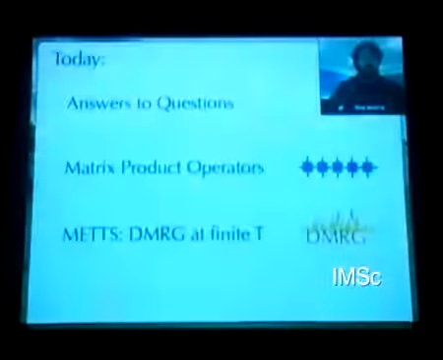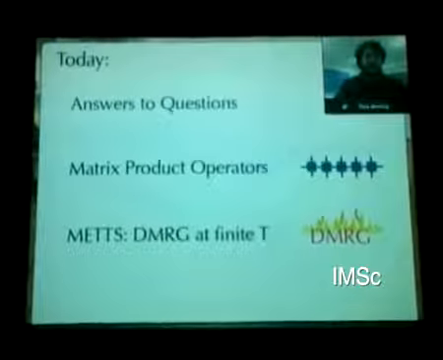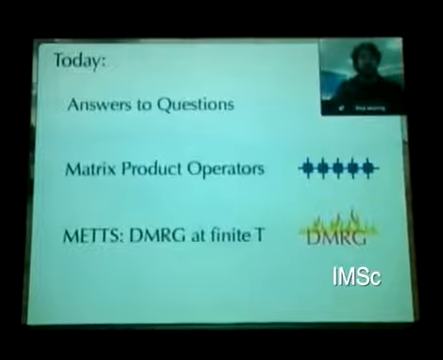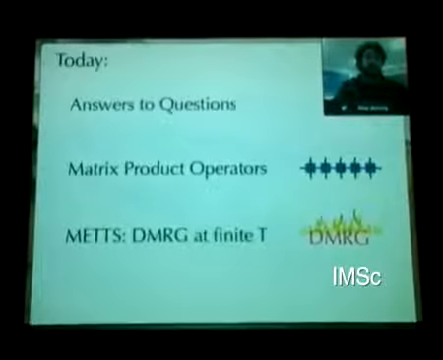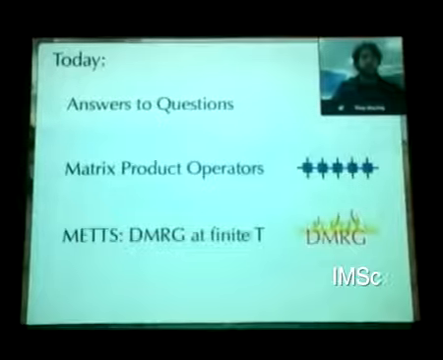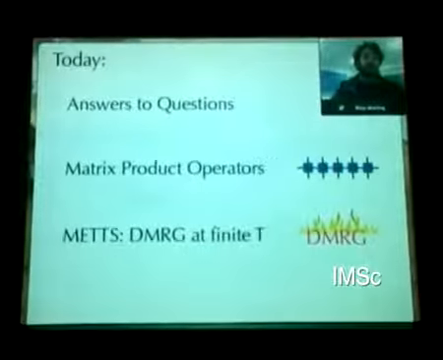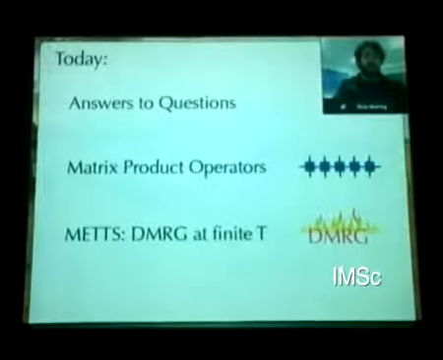And then I'll tell you for about the rest of the time, about half the talk, about a method called METTS, which is an acronym for these minimally entangled typical thermal states, and I'll explain more about that. It's a method for doing DMRG at finite temperature. But also, one reason I wanted to talk about it is that I believe this method should be fairly easy to extend to other kinds of tensor networks beyond one dimension. So it might be of interest to many of you who are looking at 2D tensor networks.